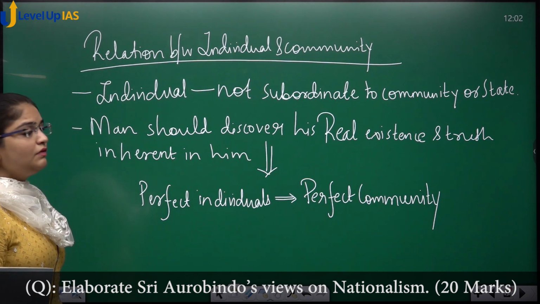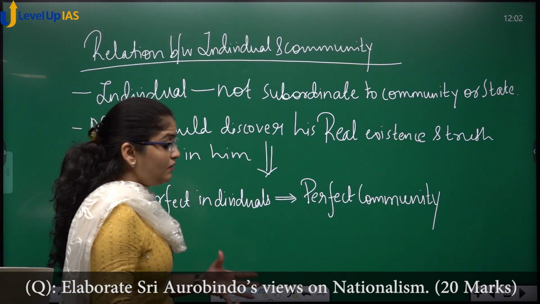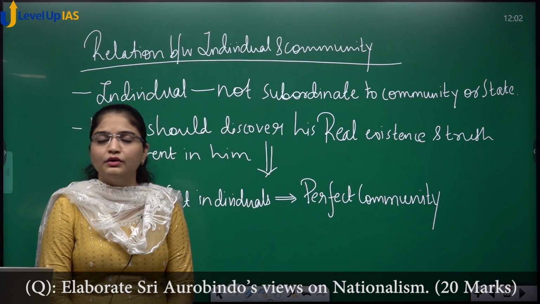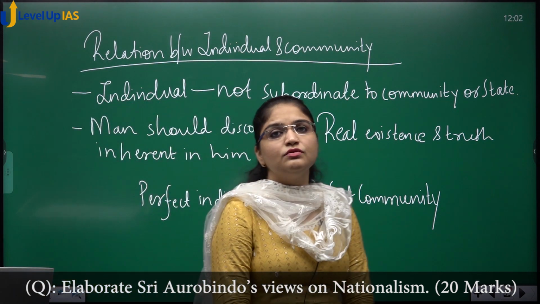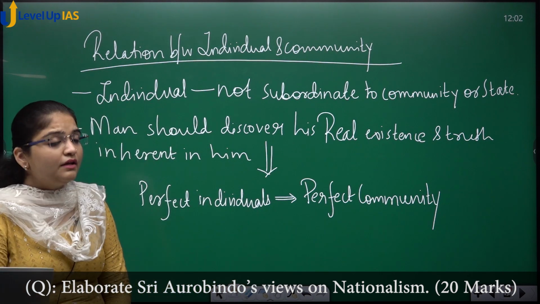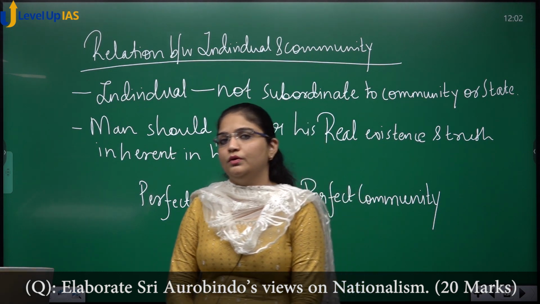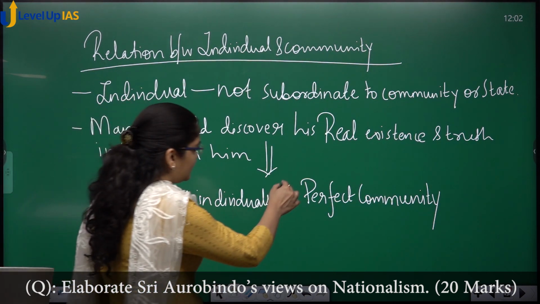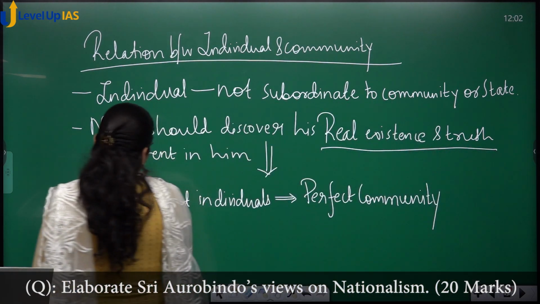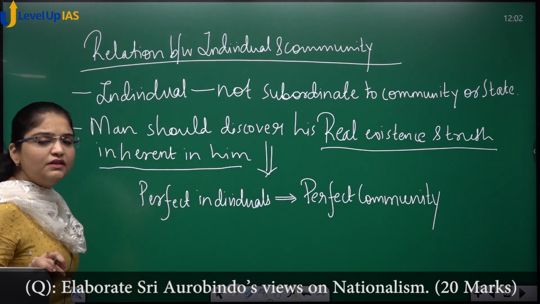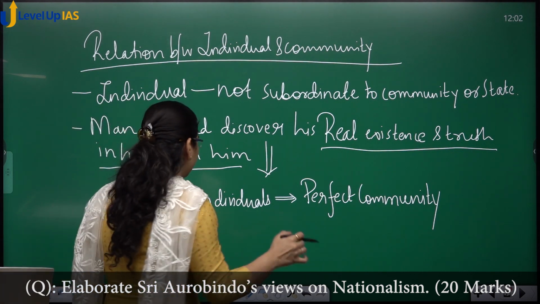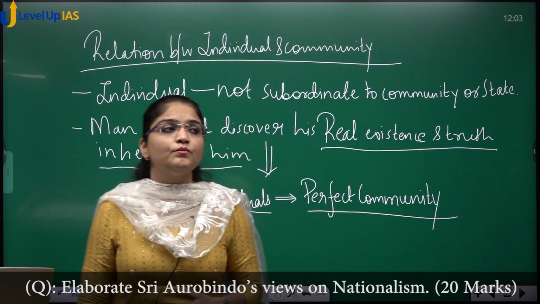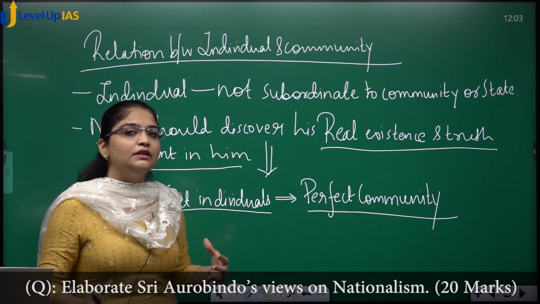Now, let's move to the relation between individual and community. The individual's eventual aim in life is the spirit, and to know his or her true existence. So what should be the relation between individual and community? Should the individual submit before the community? He says no. There is nothing like subordination of the individual to the community. Man should discover his real existence and the truth inherent in him. When there are perfect individuals, there will be a perfect community, then perfect nations, and this entire perfectionism leads to an ideal unity in the world.